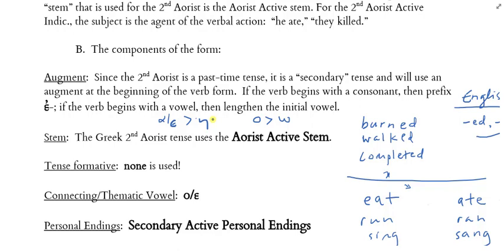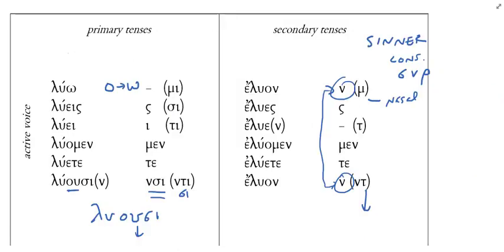My connecting vowels are the same, omicron, epsilon, and my personal endings are the same as the personal endings of the imperfect active indicative. It's a secondary tense, and it's active, so I'm using the secondary active personal endings. Which ones are those? Let me pull that up for you real quick. So our chart here, the secondary active ones are these here in the top right-hand corner. Okay? And these are the forms of the imperfect, and the second aorists are going to look very similar to this.